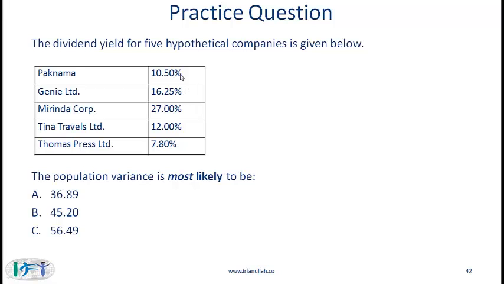Now take this hypothetical set of companies. We are given the yields, and what you need to do is come up with the population variance. And remember, you need to first find the mean, then the deviations from the mean, square the deviations, and then find the average or mean of those squared deviations.